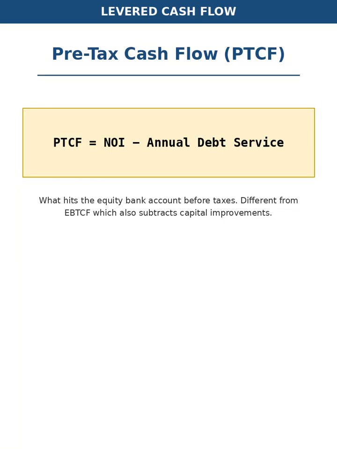Pre-tax cash flow, or PTCF. The formula is NOI minus annual debt service. This is what hits the equity bank account before taxes. It's different from EBTCF, the equity before tax cash flow used in underwriting, which also subtracts capital improvements. PTCF is what investors see month to month. EBTCF is what banks check for covenant compliance.